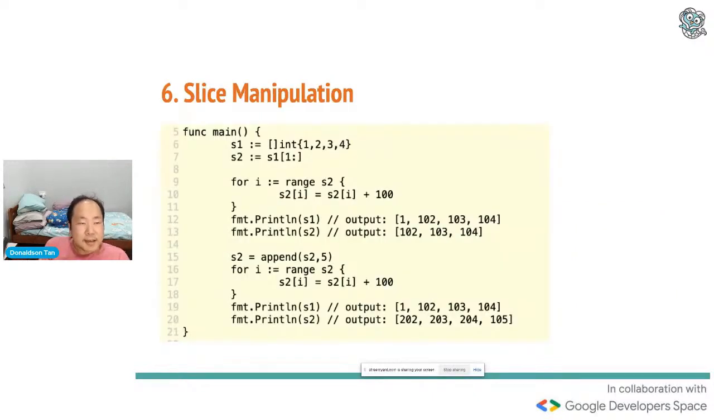The other issue now is slice manipulation. Slices are very common in Go. Sometimes small little things we do in Go might actually have a big impact. For example, we have two slices, S1 and S2, and S2 points to S1. So when we update S2, in this case, we actually update S1.